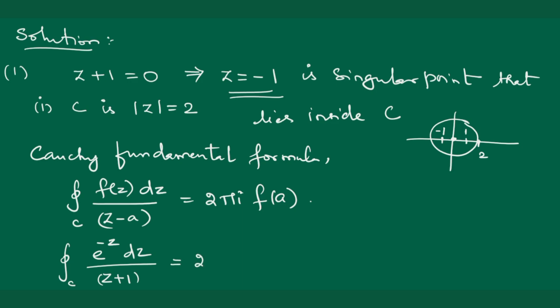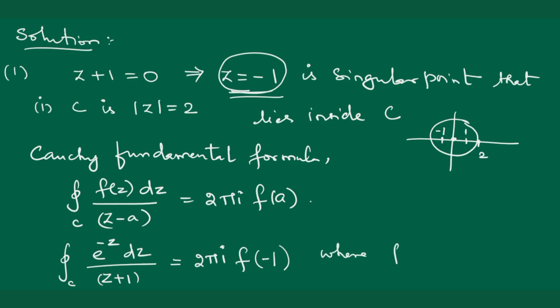So what should be the answer? It is equal to 2 pi i into f of a, so what is a here? You can compare the denominator here. So z minus a is represented as z plus 1 here, which means that a takes the value minus 1. Otherwise, we have already identified the singular point as z equal to minus 1. This is nothing but a. So in place of a we can substitute minus 1.